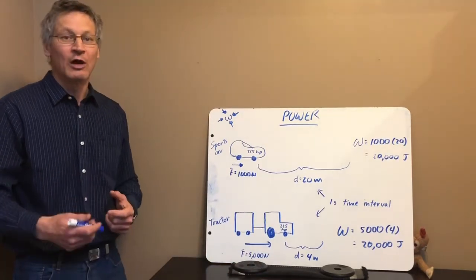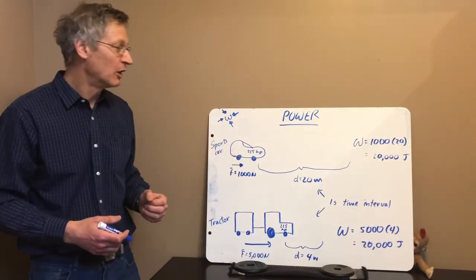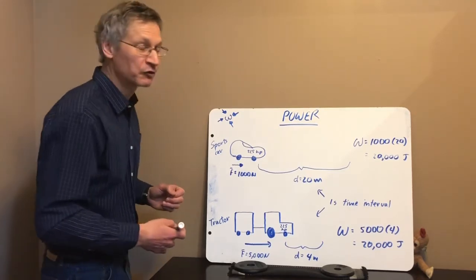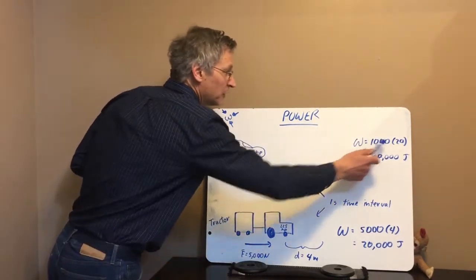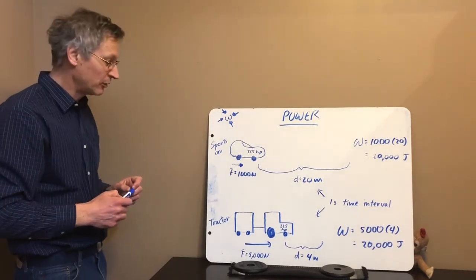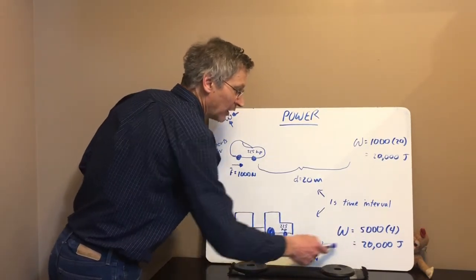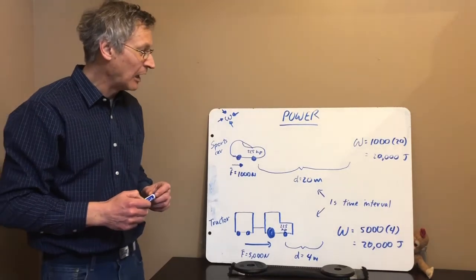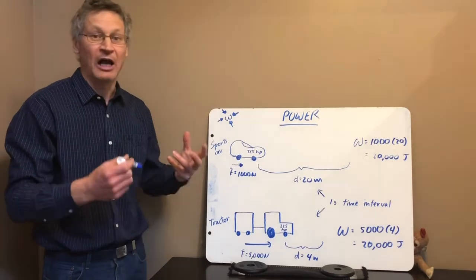Okay, so let's see how much work both of these things did over that 1 second time interval. Well, how much work did the sports car do? Work is equal to force times distance. You multiply those two things together, you get 20,000 joules. How about the tractor? Same deal. Work is equal to force times distance. You multiply those two things together and you get 20,000 newton meters or 20,000 joules. Same thing.